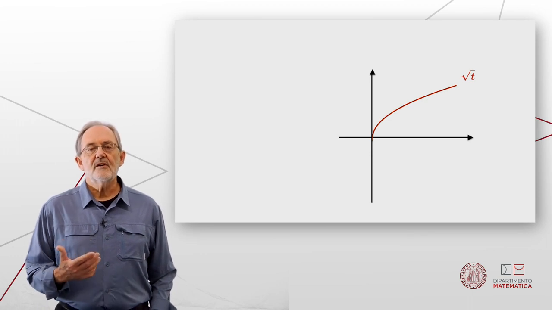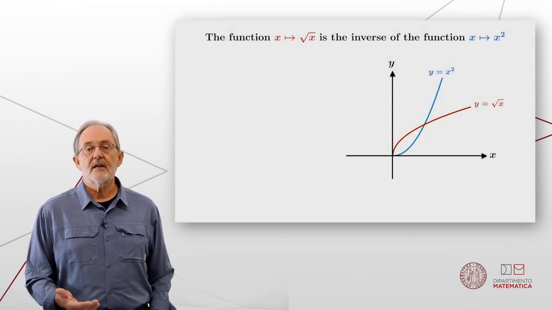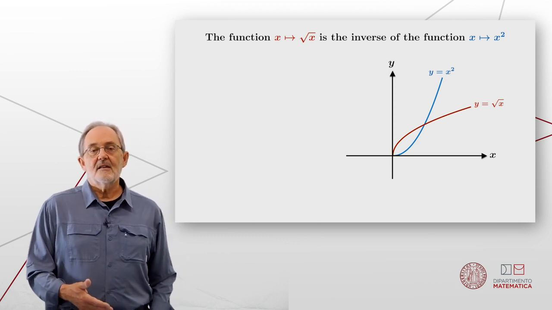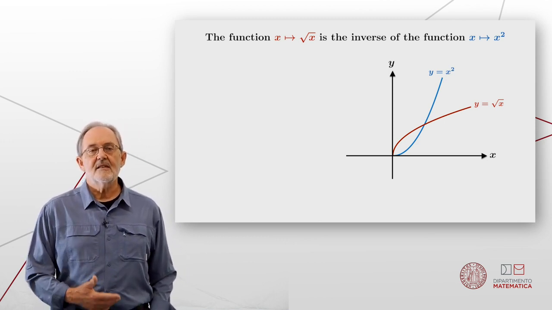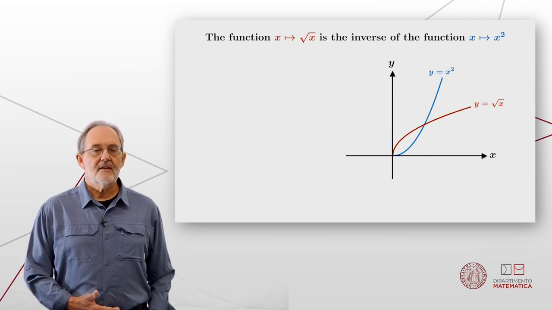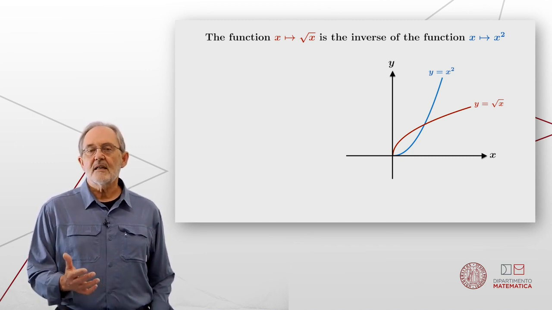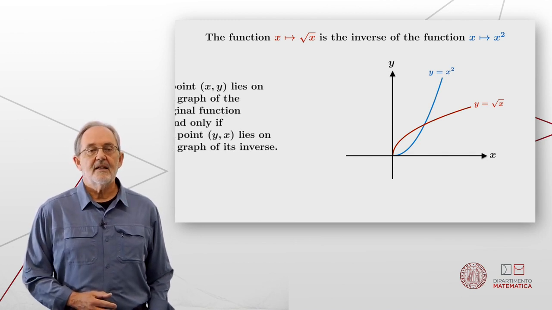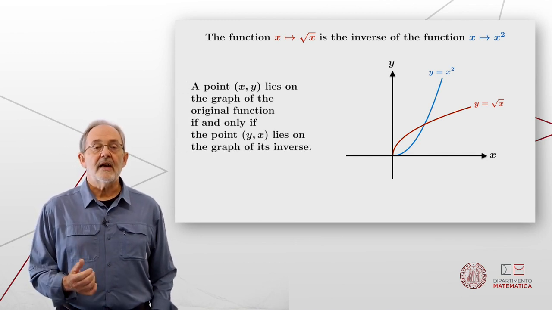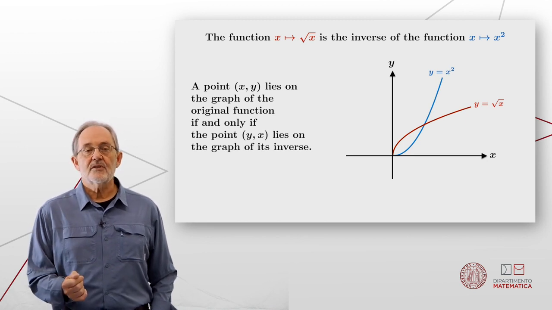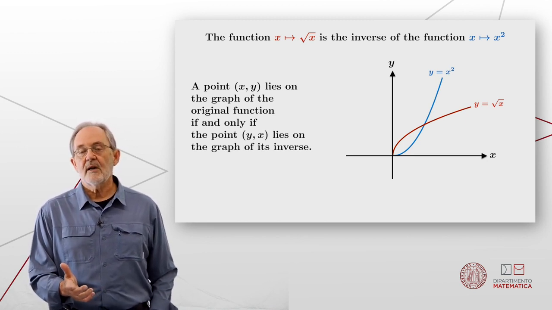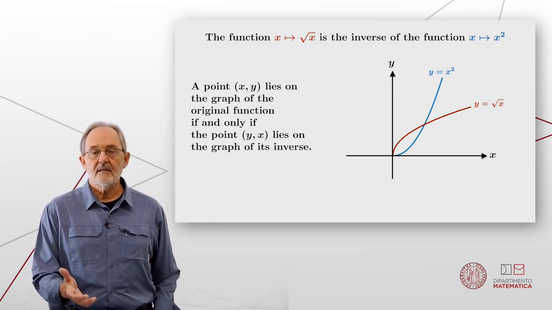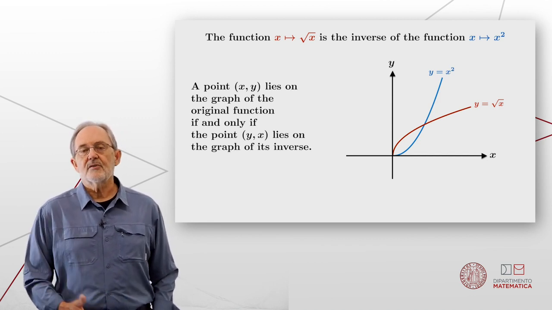So here are the two functions, the function x squared and its inverse, or the function square root of x and its inverse, graphed simultaneously together on this picture. There's another way to recognize how to get one graph from the other, which is important to know. And it refers to the following fact, that by definition of inverse, a point xy lies on the graph of the original function, if and only if the point yx lies on the graph of the inverse function.